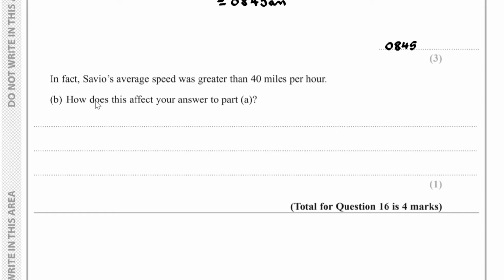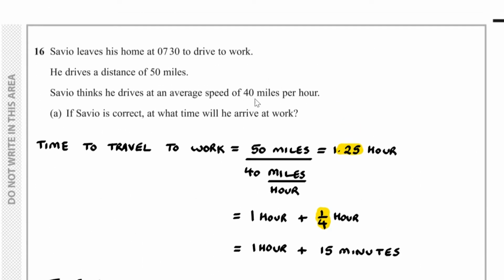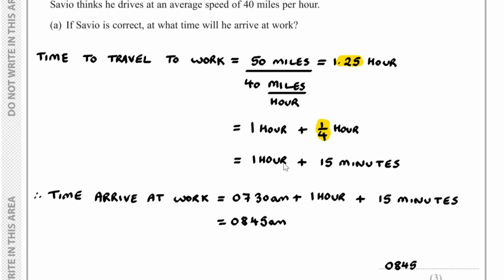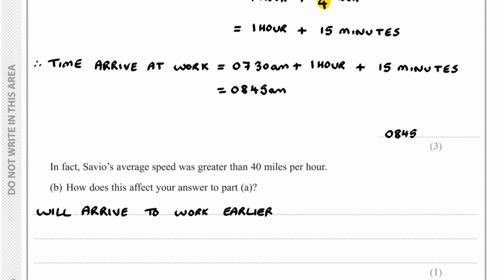Now for part B of the question. In fact, Savio's average speed was greater than 40 miles per hour. How does this affect your answer to part A? Well, if he's travelling at a greater speed, the time to travel to work will be smaller, and therefore he will arrive to work earlier.